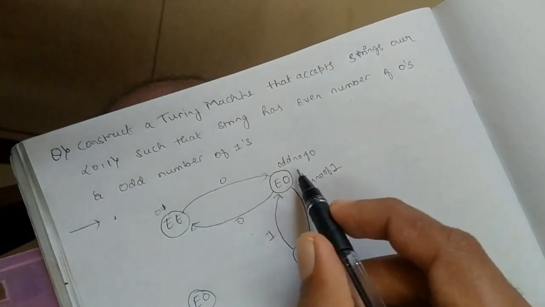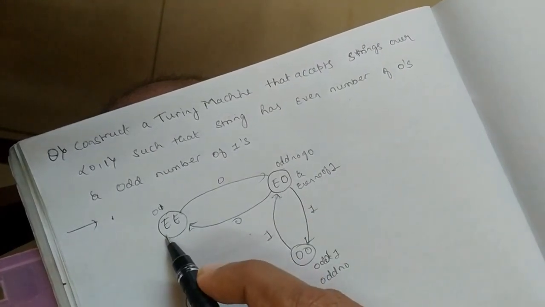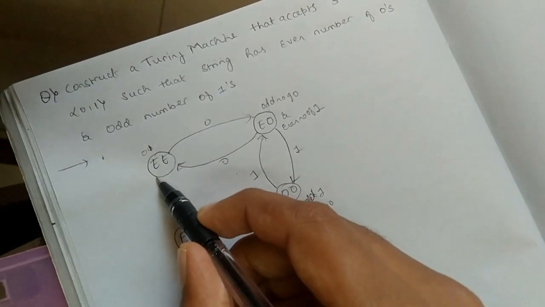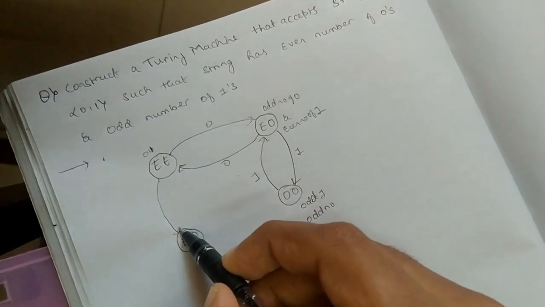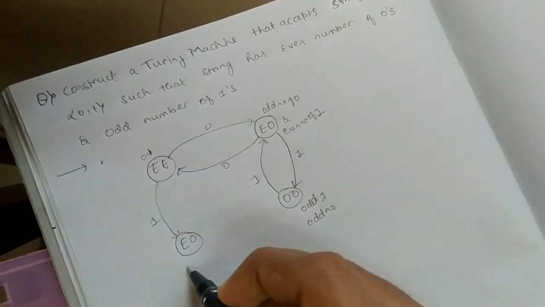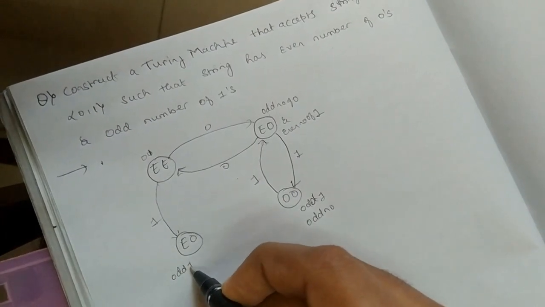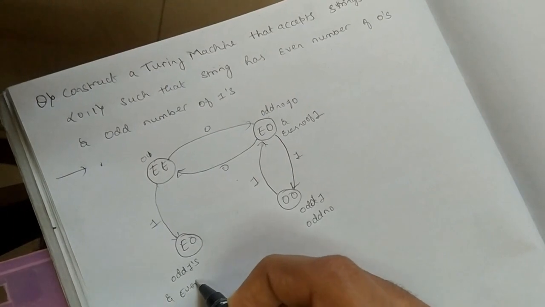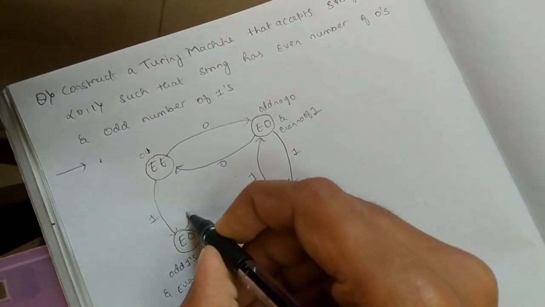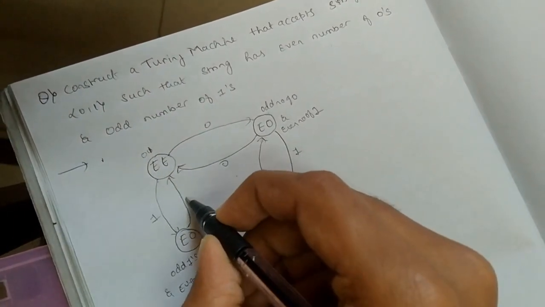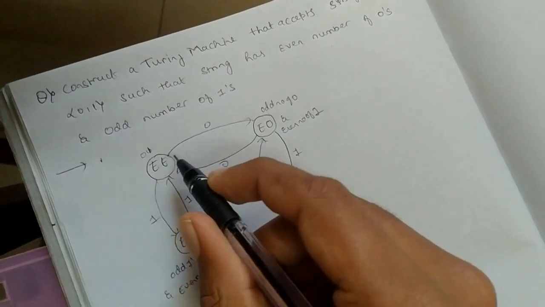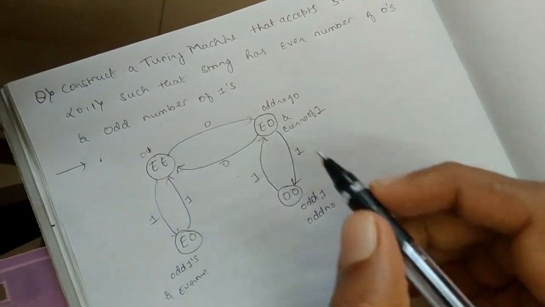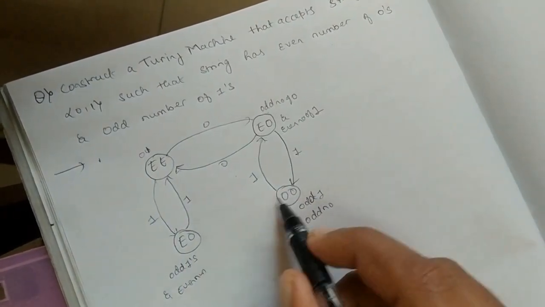From the beginning, first state, we can have another option, like we can get 1. If we give 1, here we will have an odd number of ones and an even number of zeros. If we again get 1, we will move back to the same state where we had an even number of ones and an even number of zeros. Here we need to connect these two.